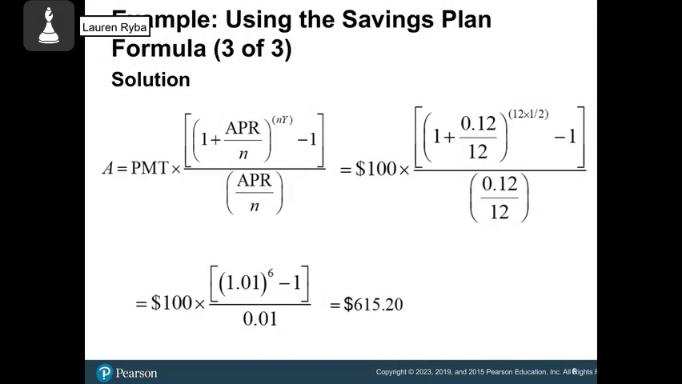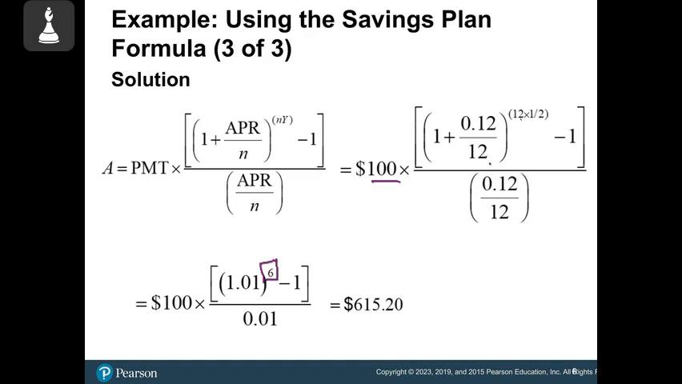We can use the formula knowing that our payment is $100, knowing that our annual percentage rate is 12%, so 0.12. We're going to deposit monthly, so N is 12. And then up here, we make deposits monthly, but we're going to only do this for half of a year. So our power up here ends up being 6.